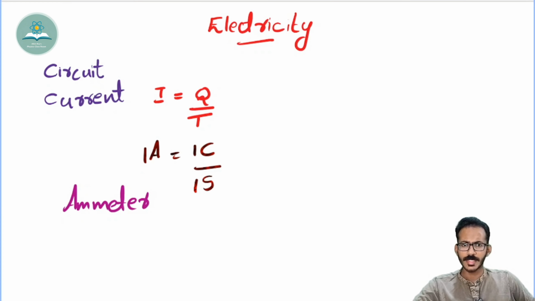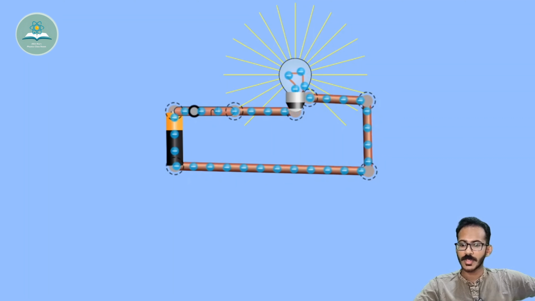In a circuit, the direction of flow of current is always taken from positive to negative. It's always taken from the positive terminal to the negative terminal of the cell. Just see here. As you can see here, in this cell, the charges are flowing from positive terminal to the negative terminal. So always, by convention, the direction of flow of current is taken from positive terminal to the negative terminal.